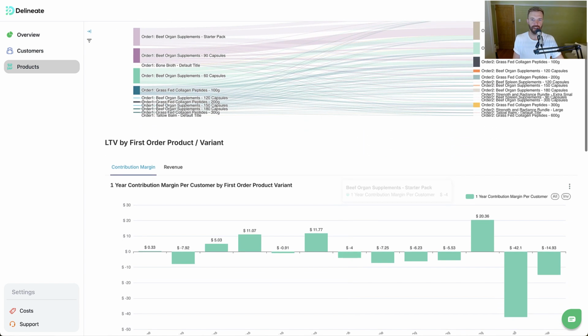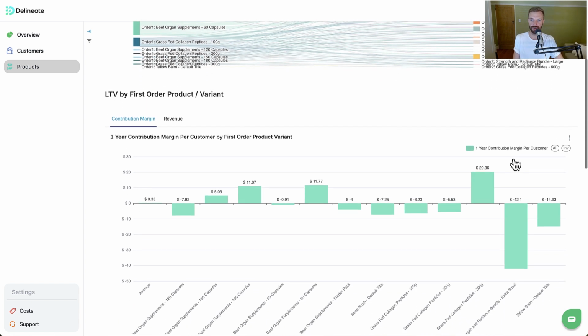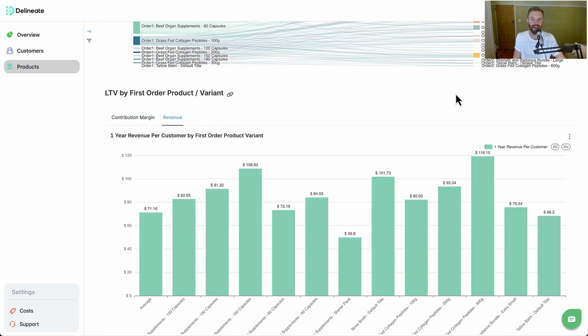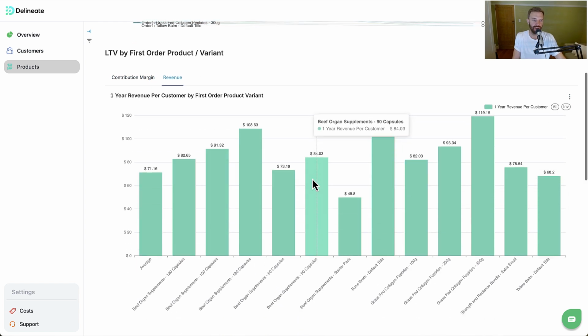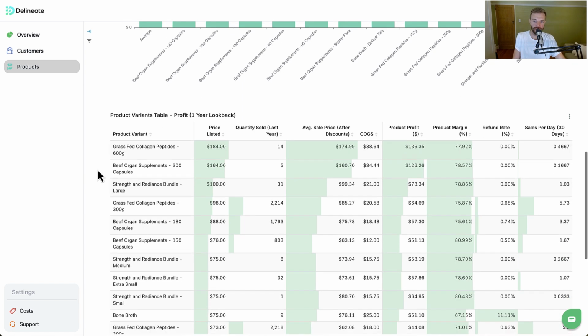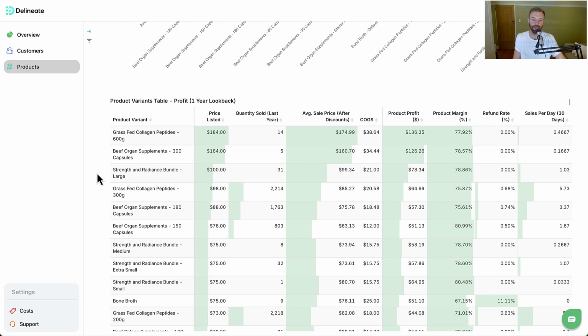Then down here, we can see which products, when purchased in a customer's first order, predict a higher lifetime value. So essentially, which products are attracting better and more loyal customers, both in contribution margin terms and in revenue terms, so that you can prioritize these products in ads and in promotions. And then down here, we can track the profitability by each product in terms of sales, margins, refunds, and sales velocity. So you can get an understanding of which products are really moving the needle for you in profit terms, not just looking at those revenue metrics.